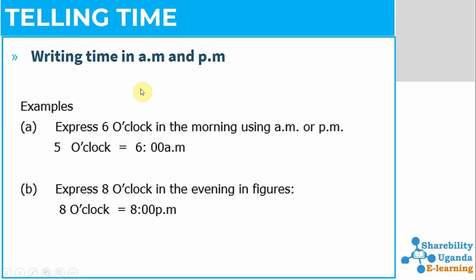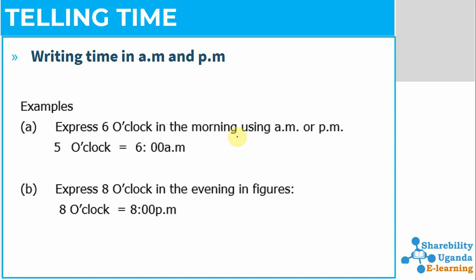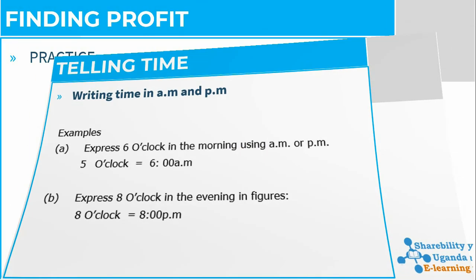So how do we express this? For example, here we have part A. They are saying express 6 o'clock in the morning using AM or PM. When they give you a question of this kind, they want you to make them understand whether it was evening or morning. Before we start, let me first demonstrate for you here.